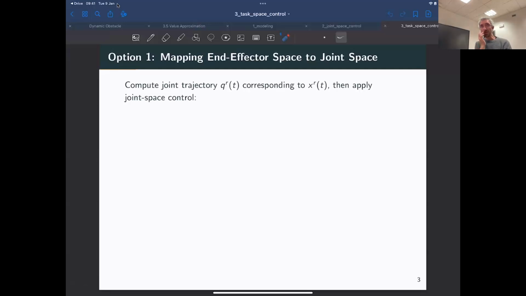So one option, a very simple one, could be to try to map the desired reference trajectory for the end effector to a desired reference trajectory in the joint space. Do this computation offline, maybe when we have plenty of time to do computation, and then apply a joint space controller. That would probably be the simplest option given what we have seen so far, so that we can reuse the joint space controller. And this could kind of work.